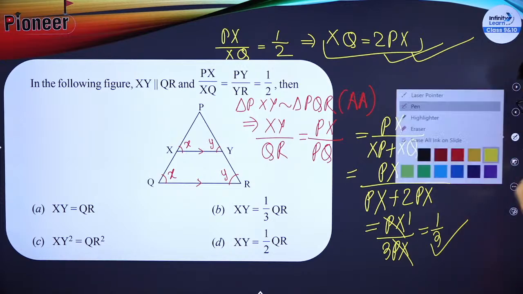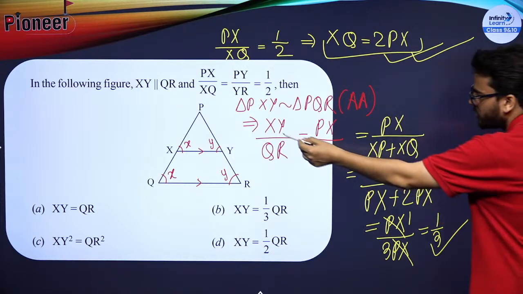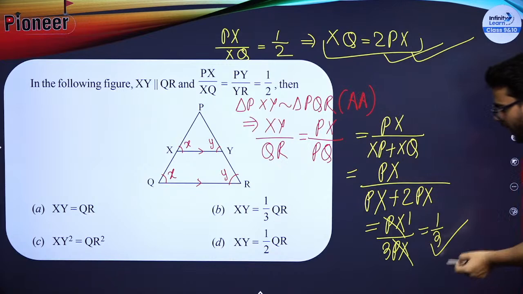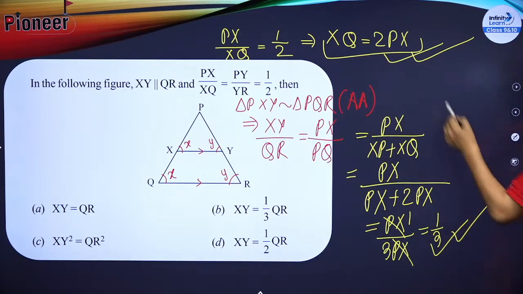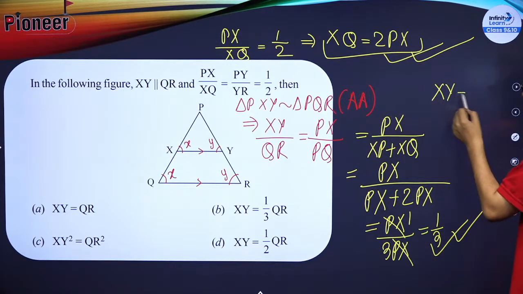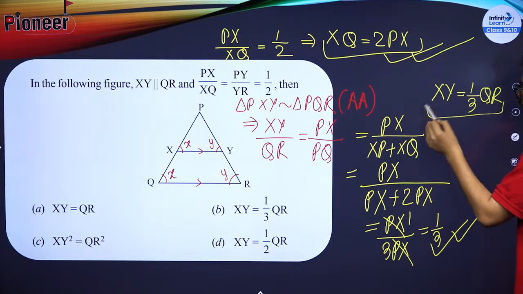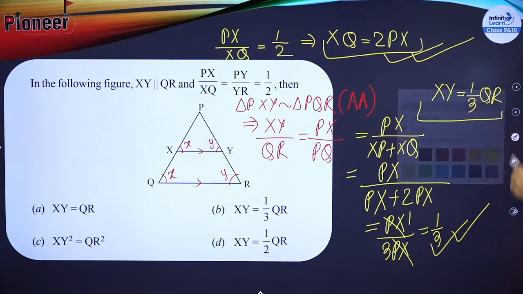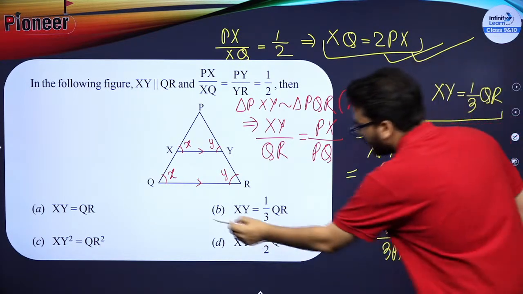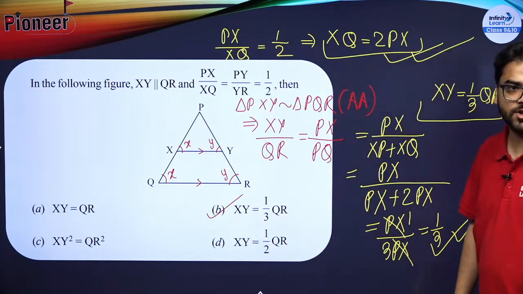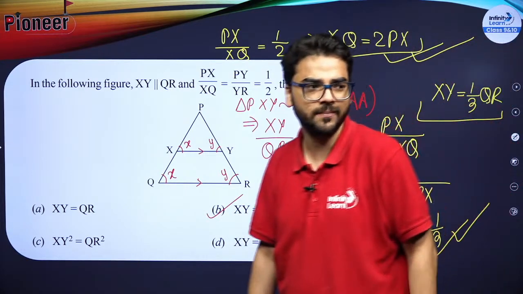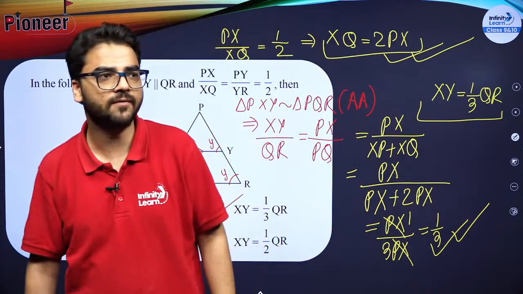So from here, if you further cross multiply, we have XY upon QR is equal to 1 by 3. So can I not say that XY is equal to 1 by 3 QR over here? XY is equal to 1 by 3 QR. So that is the result. I hope the question is clear to every student in this session. Any doubt in that, guys? Just confirm in the chat.